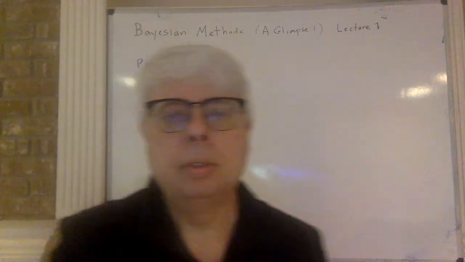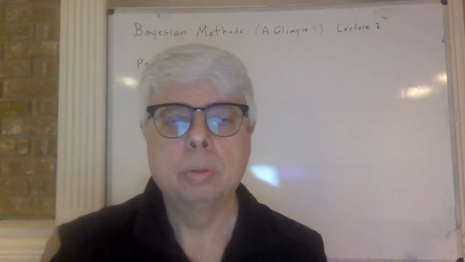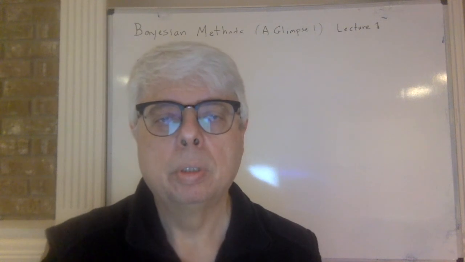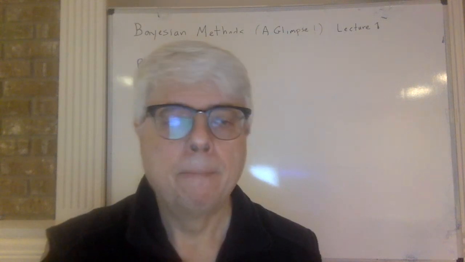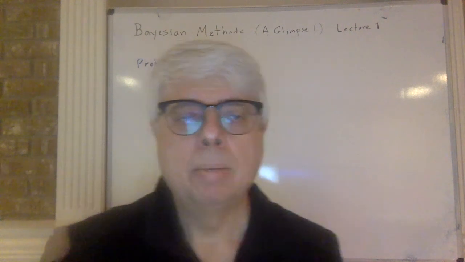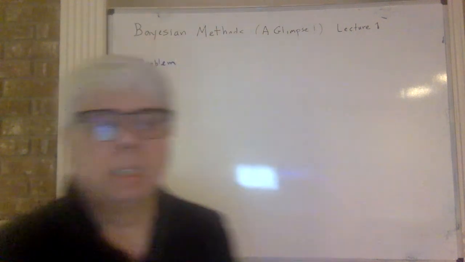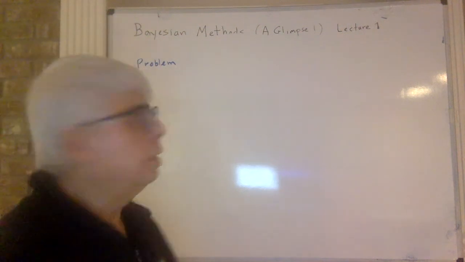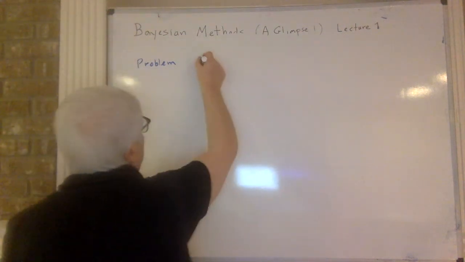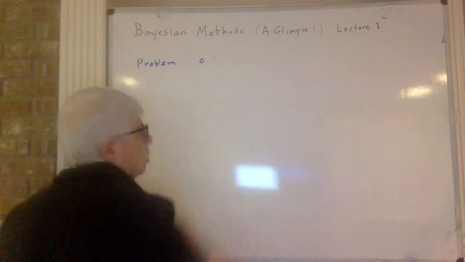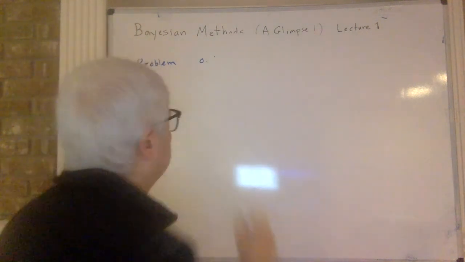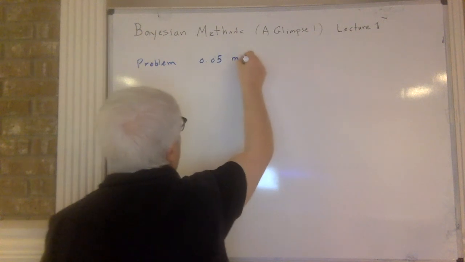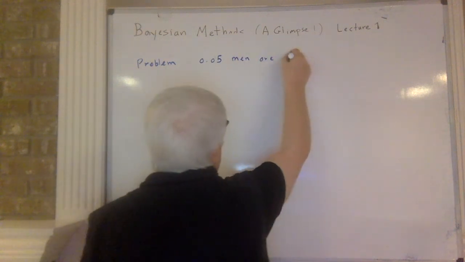Well, I don't know what the second one is. Well, this one is... Well, let me do this. This is saying that suppose 5% of men, so 5%, is this 5%? So that's 0.05. 0.05 men are colorblind.